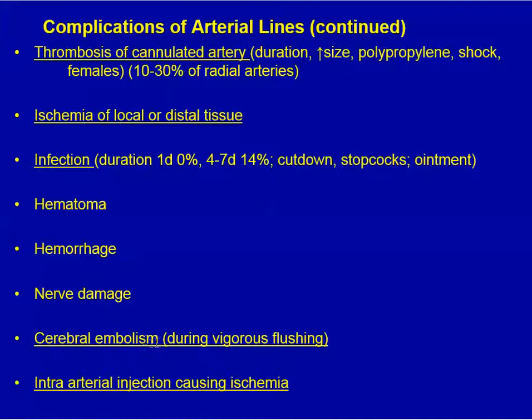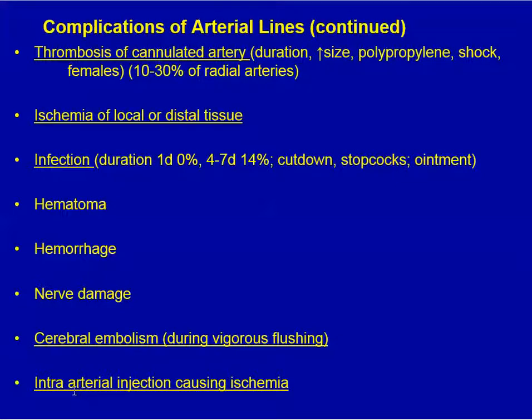Cerebral embolism is possible when you vigorously flush an arterial line. Even when the line is in the radial artery, it's been demonstrated that rapid flushing, 10 cc's in 1 or 2 seconds, will actually go all the way up to the subclavian and even innominate artery, and therefore potentially into the brain.